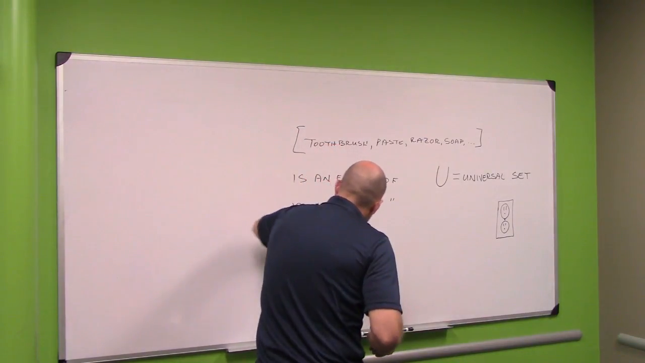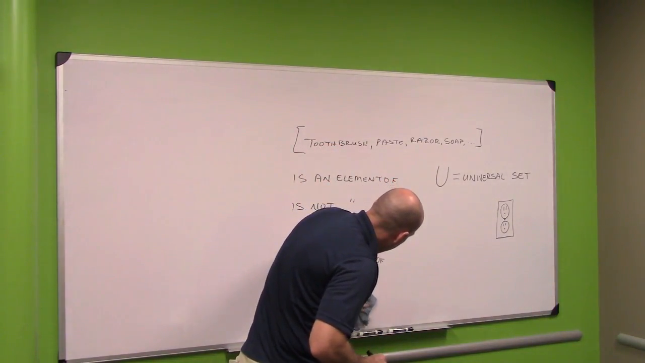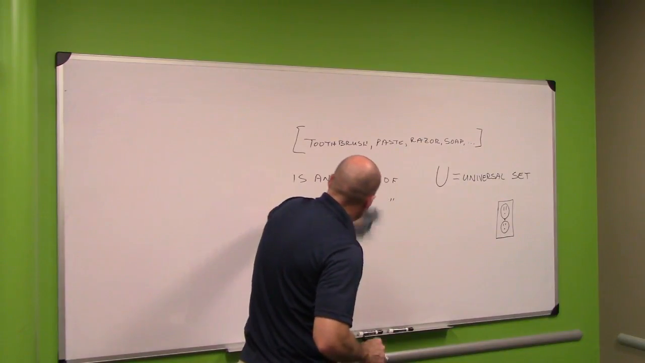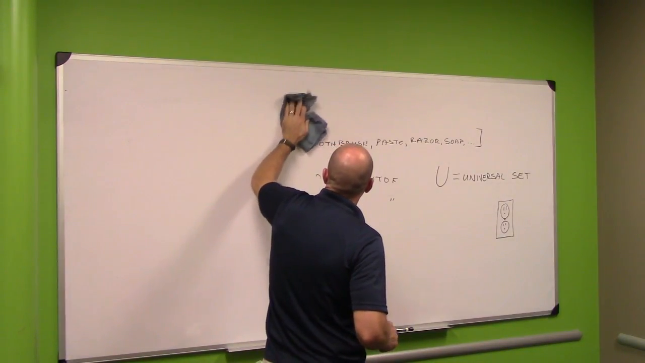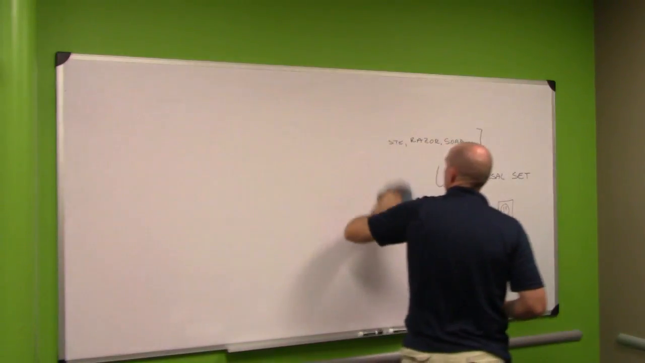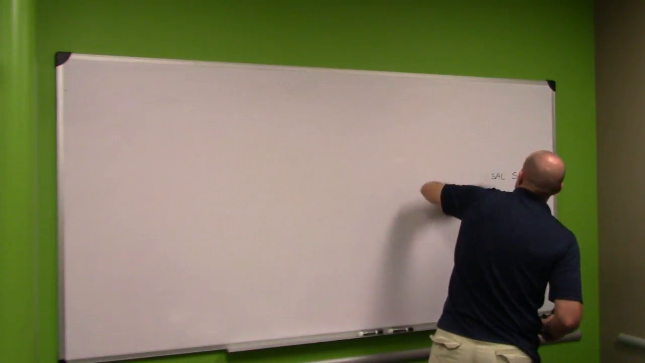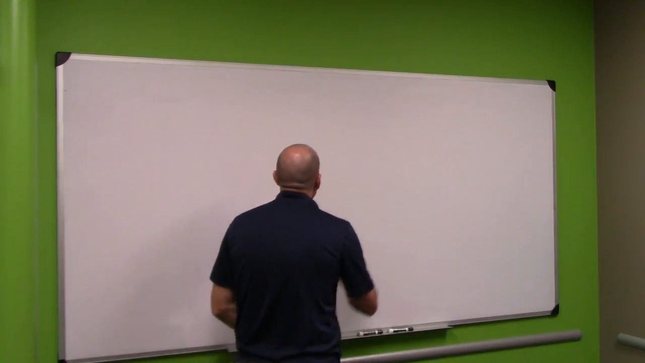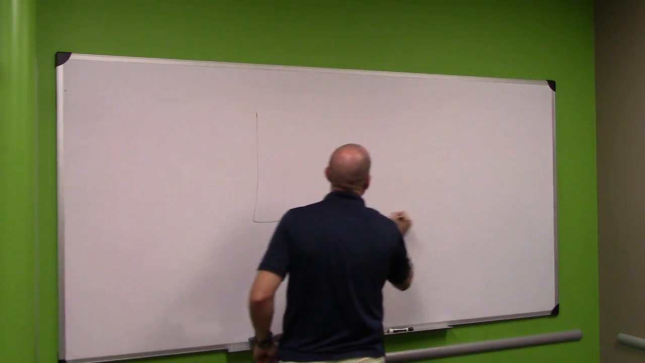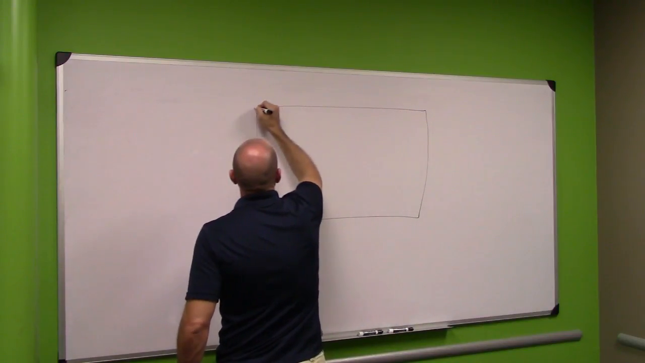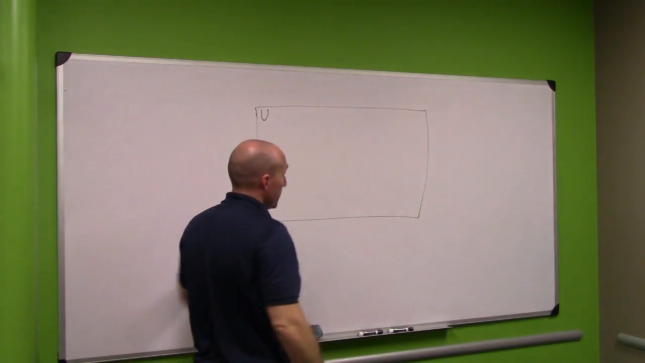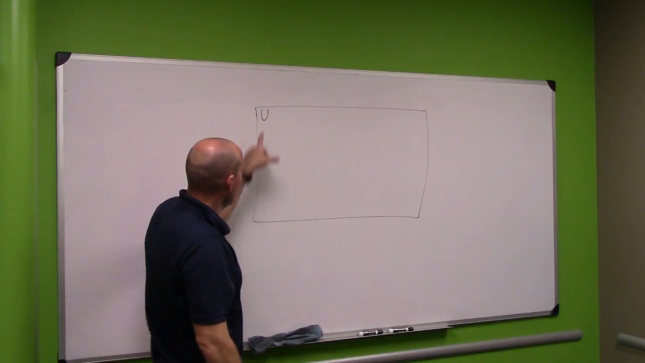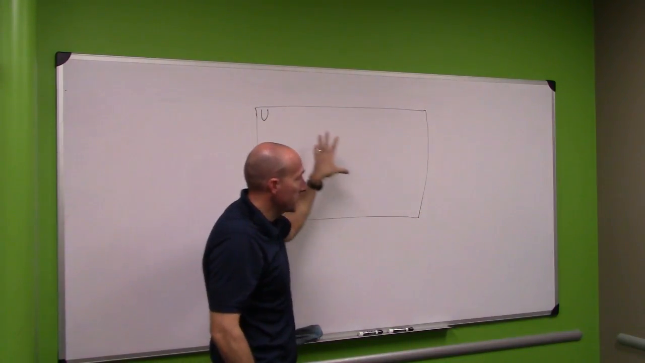Has anybody heard of the term Venn diagram? Have y'all used them before? Cool. The most common way that we're going to see a Venn diagram is it's going to be a big rectangle, and that's going to be your universal set. So this U identifies that we're talking about everything inside this box.